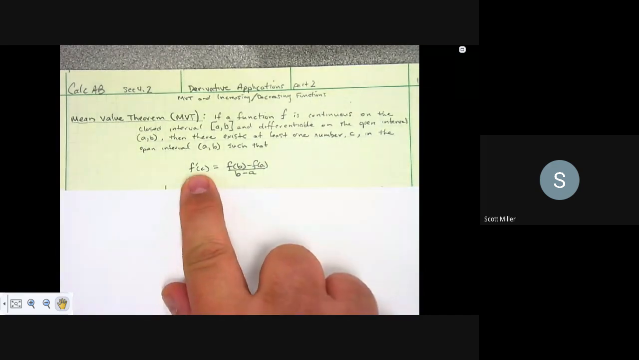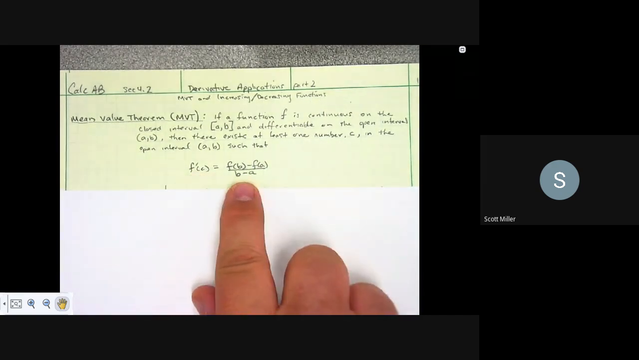Okay, the mean value theorem says if a function is continuous on the closed interval from A to B and differentiable on the open interval from A to B, then there exists at least one point in that open interval where the derivative at that point will be equal to the secant slope of the interval.